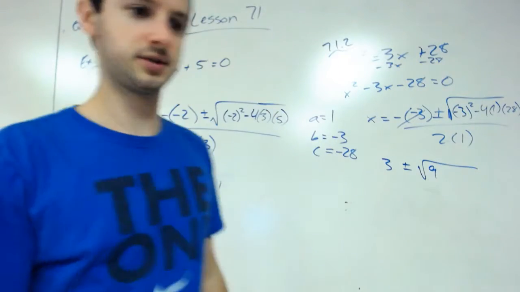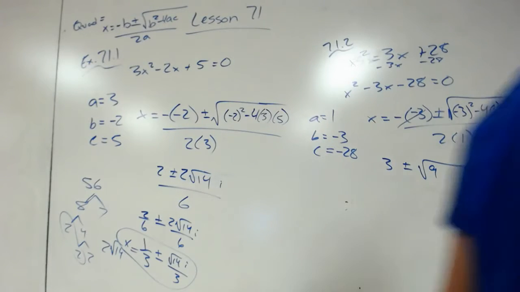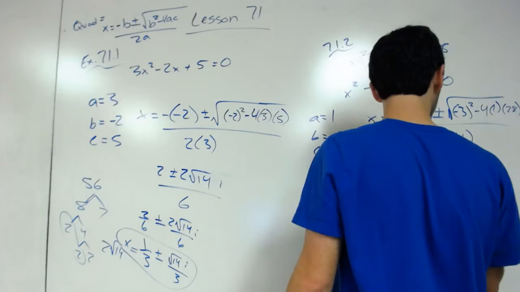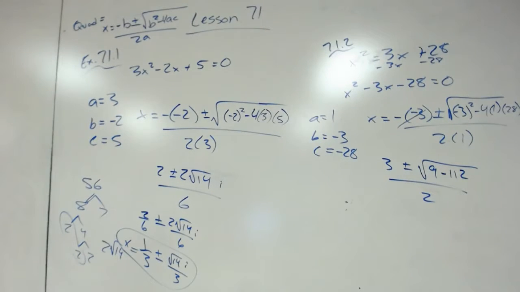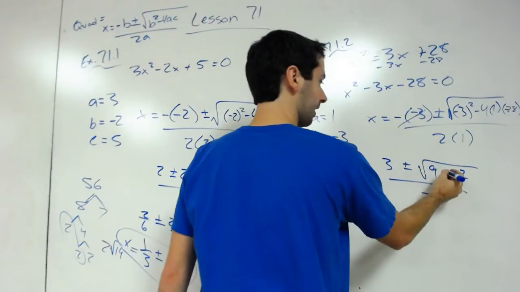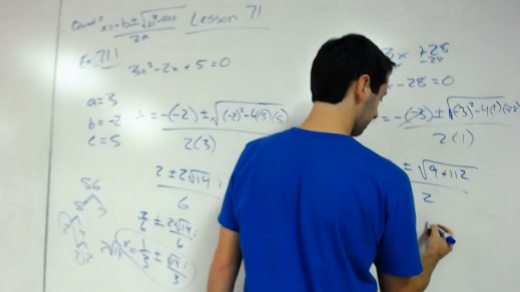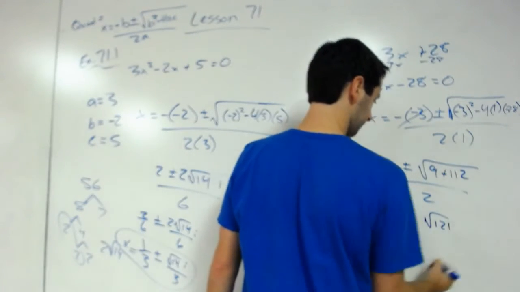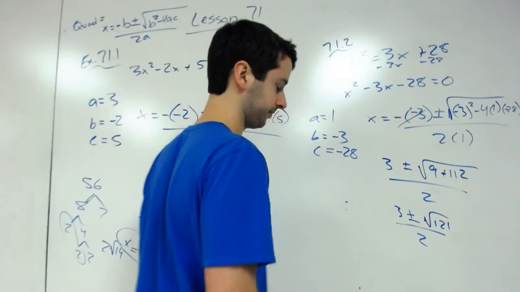Minus 4 times 28. Put that in a calculator. 4 times 28 is 112, all over 2. And then 9 minus 112. Oh, my bad. There's a -28, making that a positive 112. Whoops. So 9 plus 112 is 121, radical 121. So we got 3 plus or minus radical 121 all over 2.